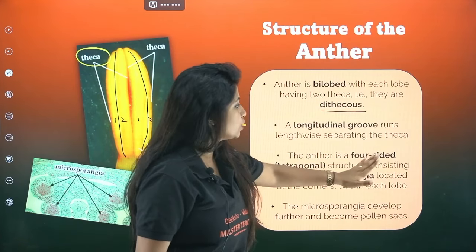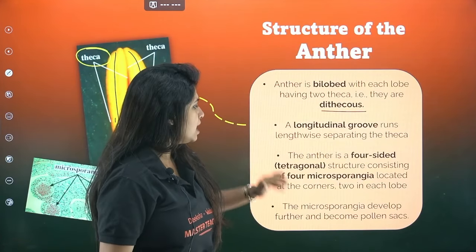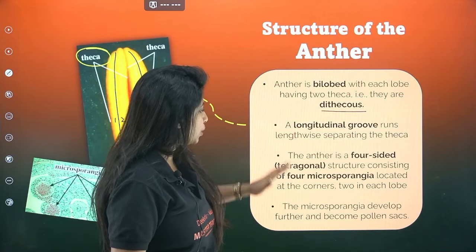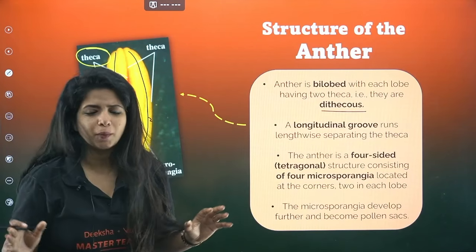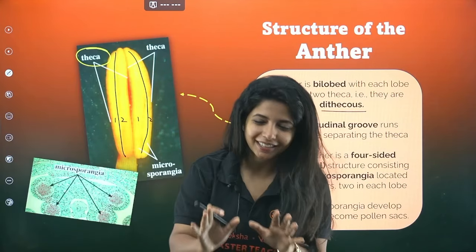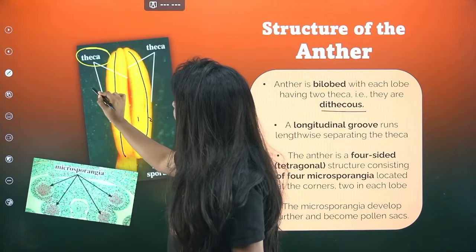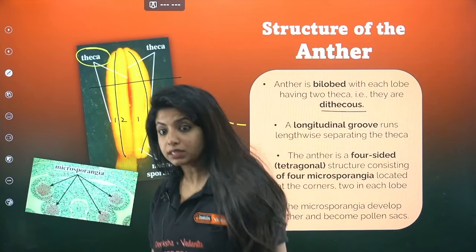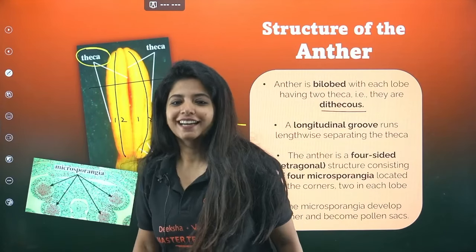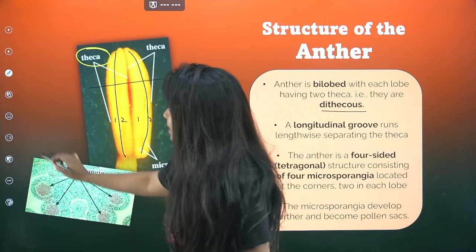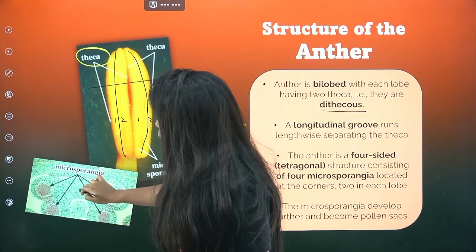Now, the anther is a four-sided tetragonal structure consisting of 4 microsporangia located at the corners, 2 in each lobe. Ma'am, what are you saying? Listen, it's very simple. Over here, if I cut this thing off and I'm seeing from the top, how does it look? It looks like this.